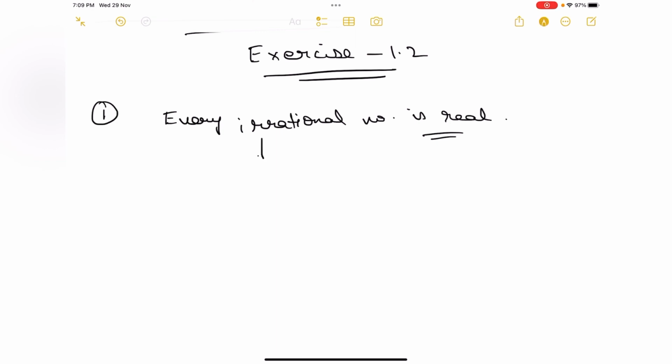What are irrational numbers? Irrational numbers are numbers that cannot be represented in the p by q format, right? Some examples are root 2, root 3, pi, and so on. These are all irrational numbers.